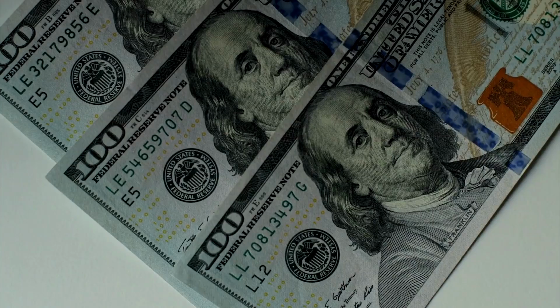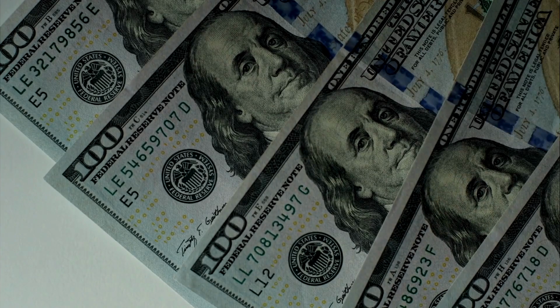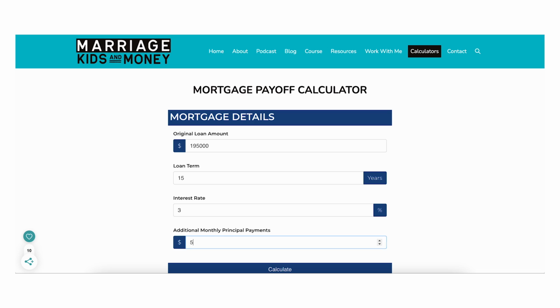If you aren't currently paying any extra money towards your mortgage, put 0 in this section. If you want to project how you could impact your mortgage, add a few $100 or $1,000. For us, we tried our best to add an additional $500 per month to hit our mortgage freedom faster.